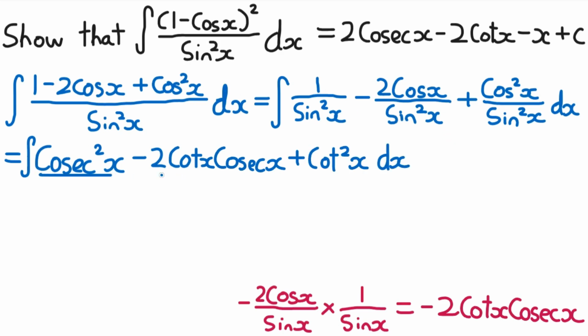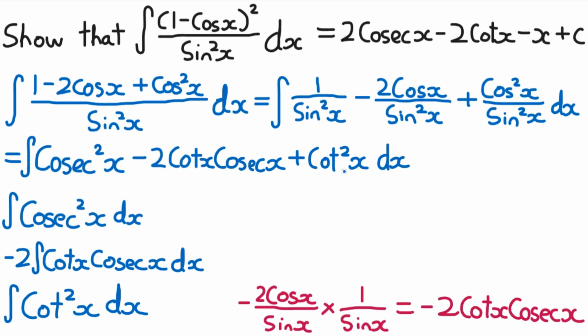So we need to integrate this where we have these 3 different terms, so let's do them one by one. If we integrate cosec squared of x, this is one of these standard integrals that we talked about in the first video in year 2 integration that you need to know. When you integrate cosec squared of x, you get minus cot of x, and then if you integrate minus 2 cot x cosec of x, I've taken the liberty of taking this minus 2 out of the integral. If you integrate cot x cosec of x, this is another one of the standard integrals that we talked about in the first video.